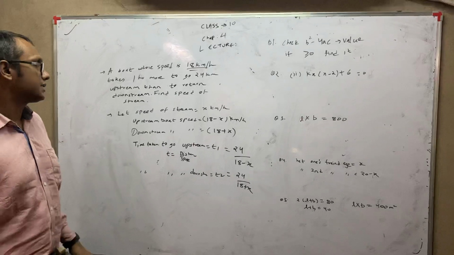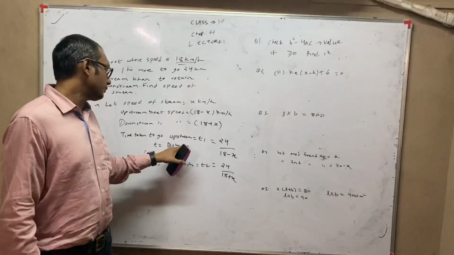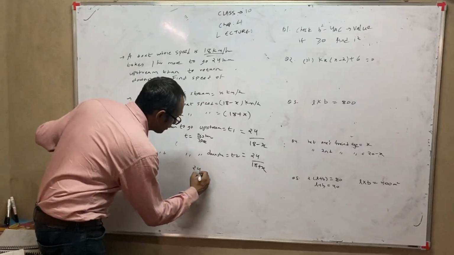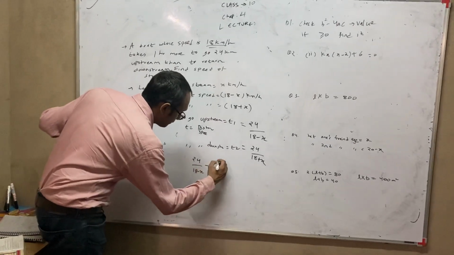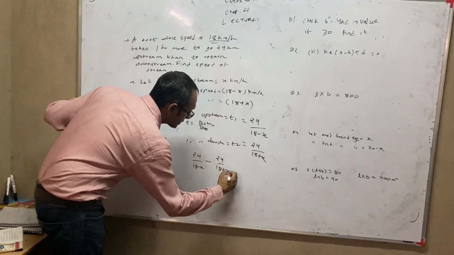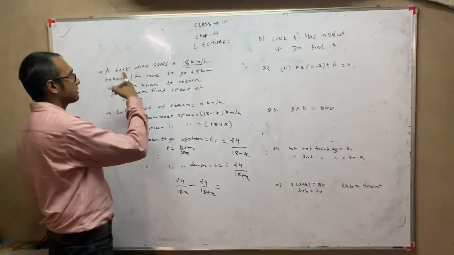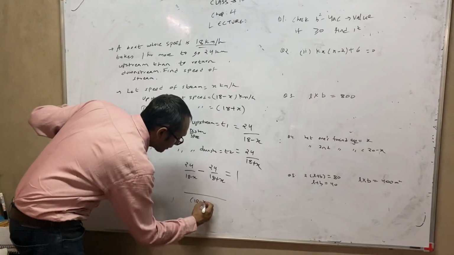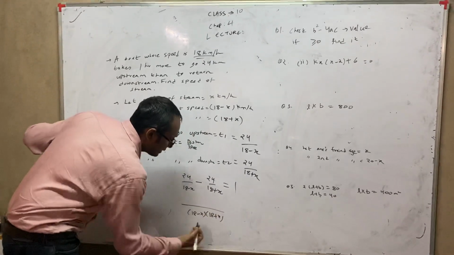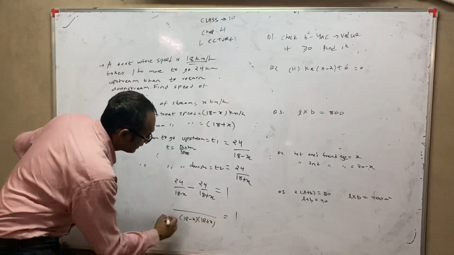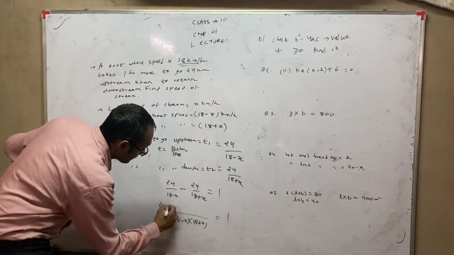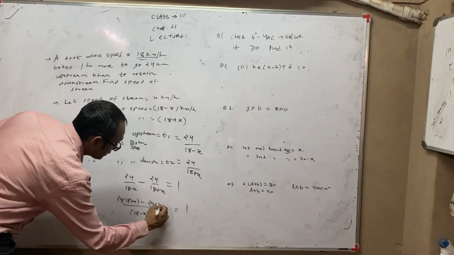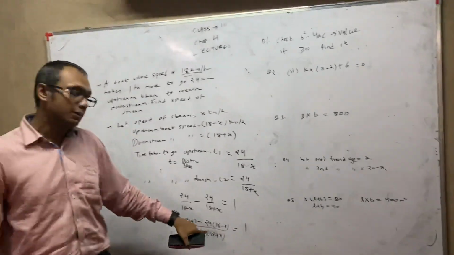And last step, now the difference. When we are going upstream, obviously it takes more time as compared to downstream. Therefore 24 upon 18 minus x minus 24 upon 18 plus x, and this they have given is to be equal to 1 hour. Here I'll just do one step, then you will finish the sum on your own. You will take the LCM. The LCM will be these two brackets equal to 1, and here then 24 into 18 plus x minus 24 into 18 minus x.